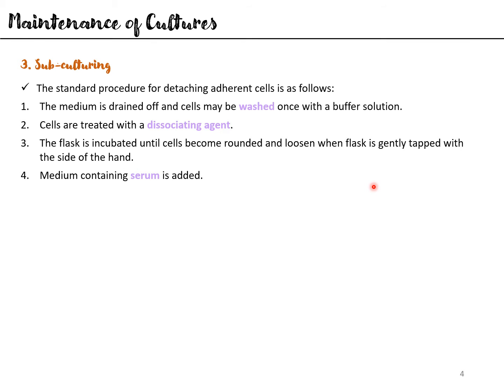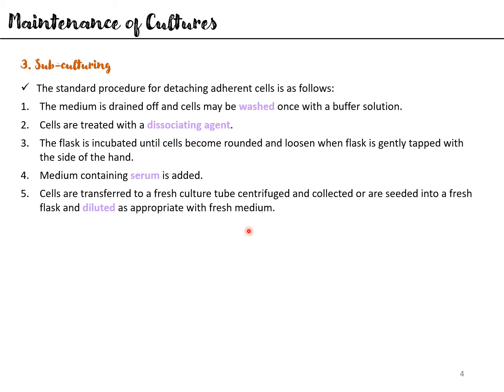So next, once trypsin digestion is complete, medium containing serum is added to the plates. The cells are then transferred to a fresh culture tube, centrifuged to remove all of the residual trypsin and collected, or they can be seeded into a fresh flask and diluted as appropriate with fresh medium. Basically, when you have collected your cells after trypsinization, you will count the cells to get an idea of how many cells you have, what the density is, and so on.